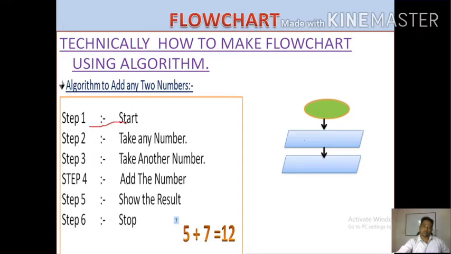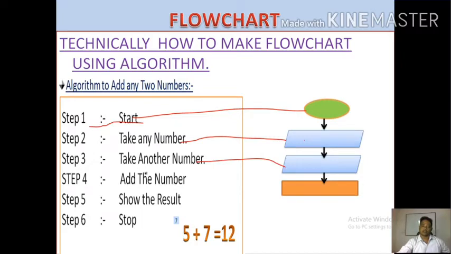First is the start, then take the first number, then take the second number, and then add the numbers. So this is add the numbers. Then show the result. So what is show the result?